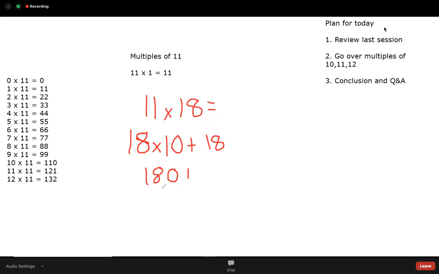So I'll write that vertically so it's a little easier. Eight plus 0 is 8, and 8 plus 1 is 9. And then we carry that 1 down to give us 198. So I'll leave that up for anybody who didn't get that. I was a little confused. But now we can move on to our multiples of 12.